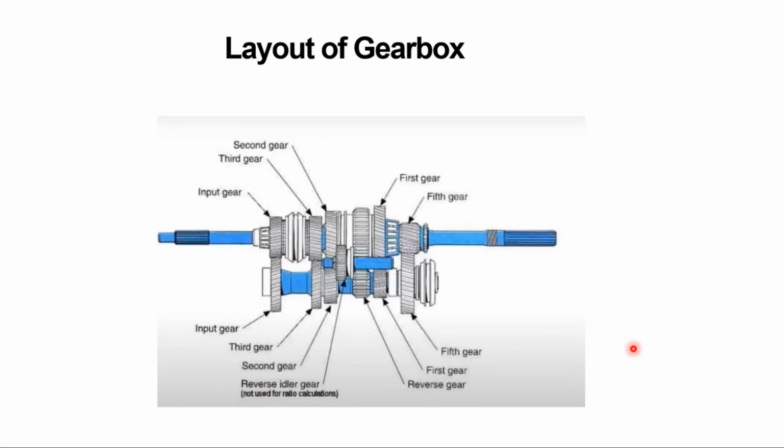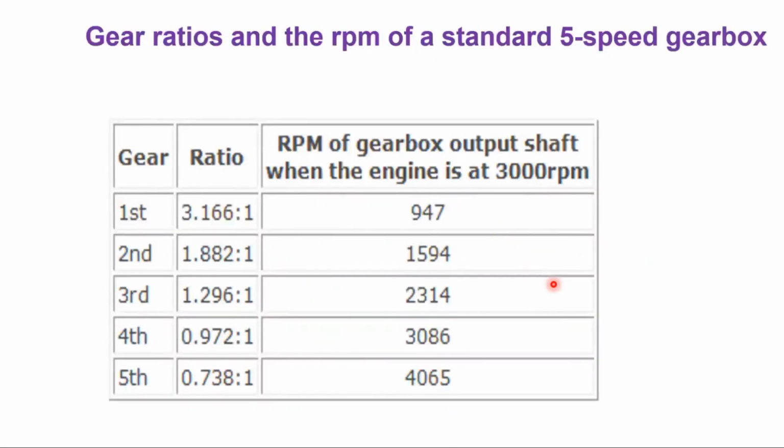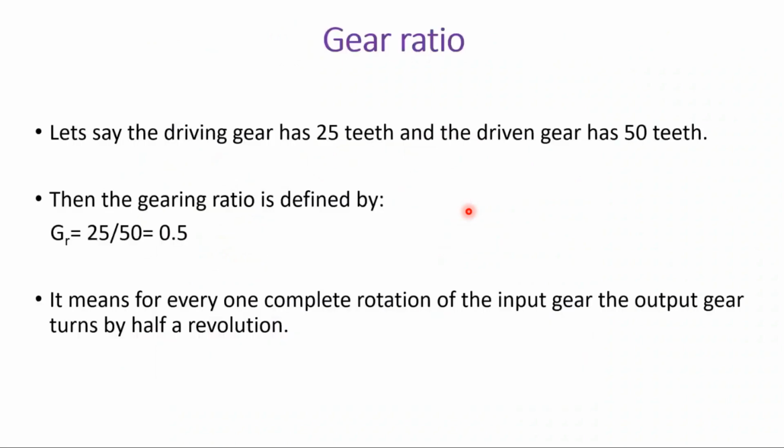But this is just a layout. You have the input shaft. This is nothing but the lay shaft or the counter shaft. This is nothing but the output shaft. This is a typical gear, say for first gear, second gear, third gear, fourth gear, and fifth gear. So we have seen the gear ratio. What is the gear ratio? You've seen the example of a gear ratio, right?